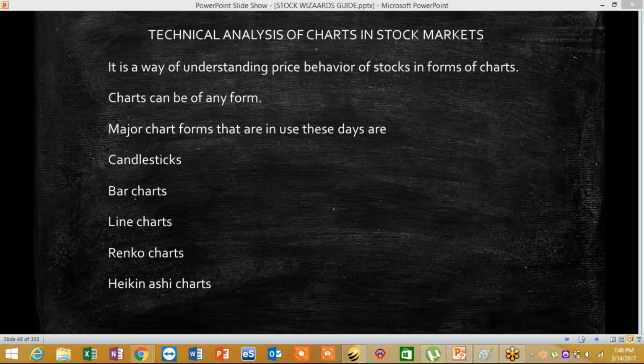Okay, these basic chart forms are clear to you, right? Okay, fine.